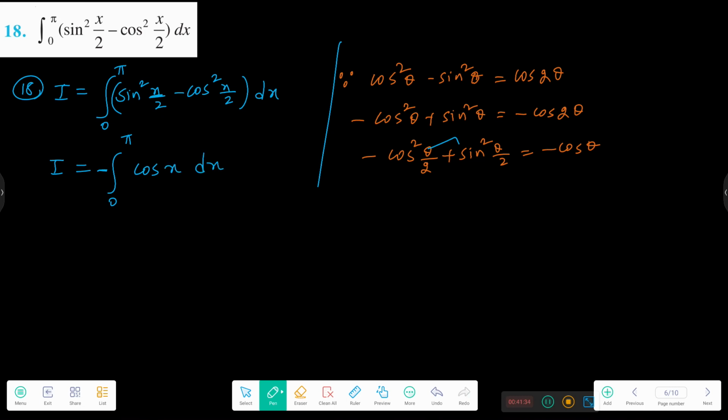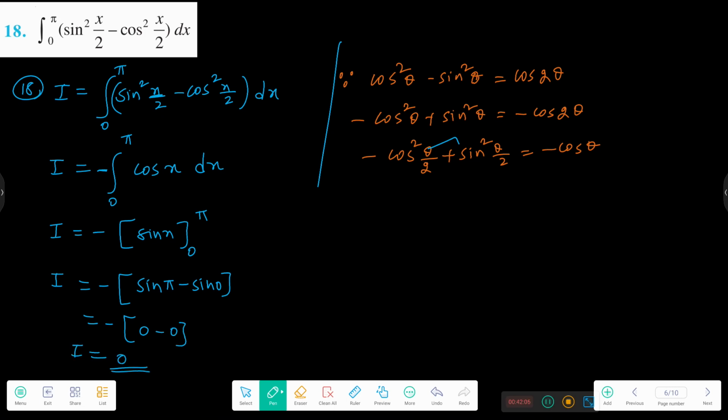That's it, very simple. The whole question I brought like this. So minus, what is the integral of cos x? Sin x, 0 to pi. Apply the limit. So what I am getting: minus sin pi minus sin 0. So minus of sin pi is 0, sin 0 is 0, so it is equal to 0. Is it true? Yes sir. The 18th one is 0.